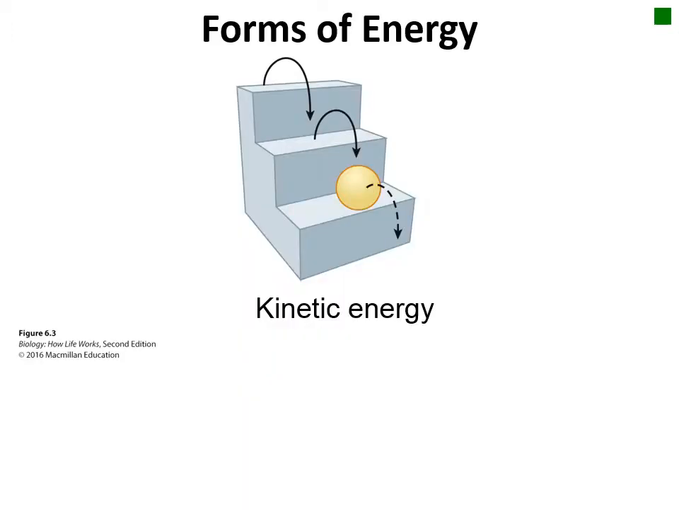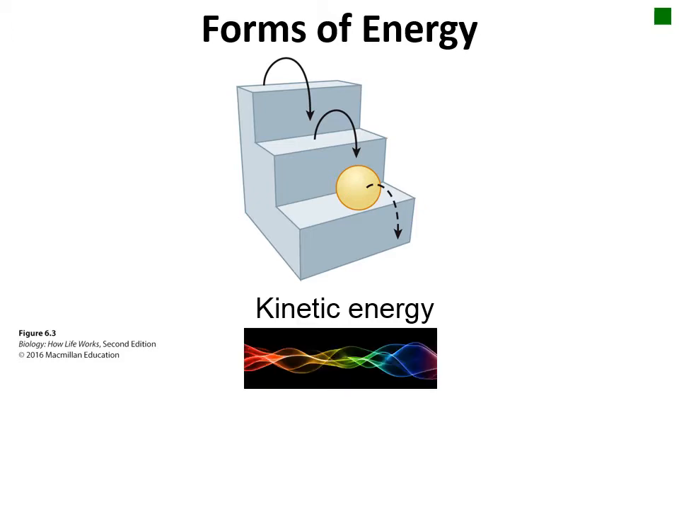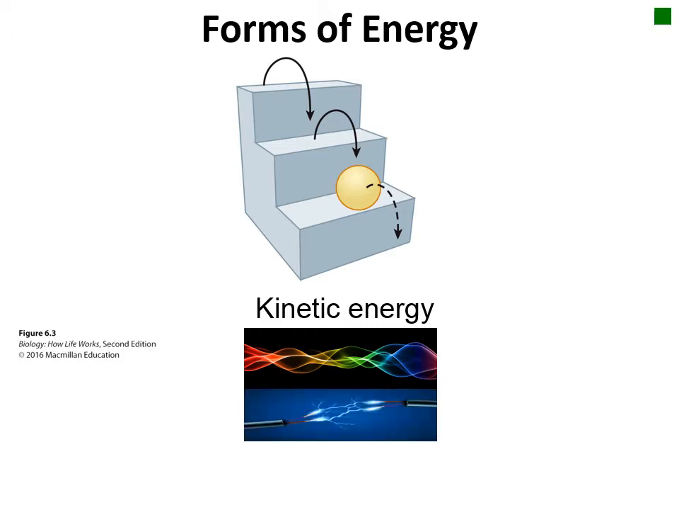Kinetic energy is the energy of motion, such as this ball rolling down the stairs, or a muscle contracting when you make a fist. Other forms of kinetic energy include light, due to the movement of photons or light waves, electric, due to the movement of electrons, and thermal energy, due to the movement of molecules. The higher the temperature, the faster the molecules in a system move.